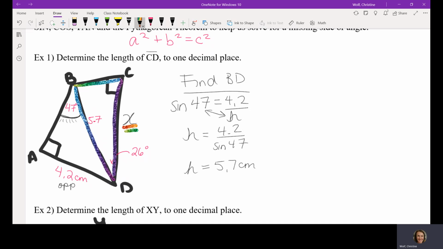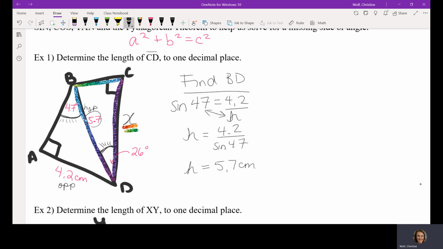And now in that triangle, do I know two things now? I do. I know the 26 and now I know the 5.7. So whenever you know two things, you can find the third. So if I'm looking for X, in this triangle, I'm given that this is 26, so that's my eyeball. I know the hypotenuse. So the 5.7 is my hypotenuse.